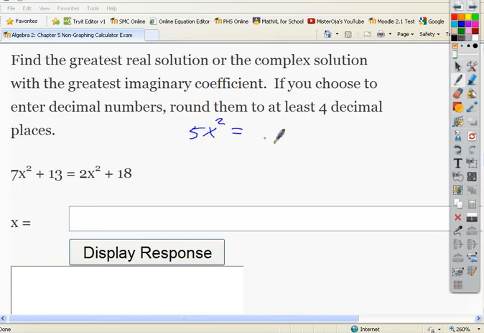Oh wait, you have to take the square root of both sides. So I'm going to get x equals plus or minus the square root of 1, which is 1. So we want the positive answer. 1. Right? Okay.